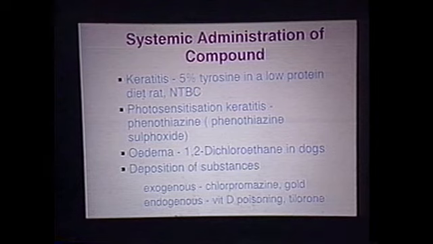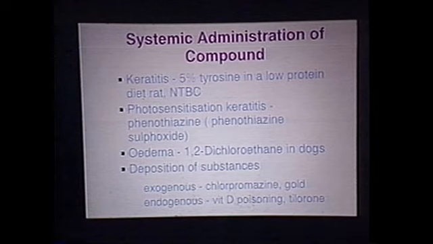There can be a keratitis, for instance, as a result of administration in the diet of a substance, and an example of that is where tyrosine is administered at the 5% level in a low protein diet to rats, and this will induce quite a severe keratitis. Of course, photosensitization keratitis is another example of this type of change. Specific chemicals causing damage of edema as a result of systemic administration are not all that numerous, but 1,2-dichloroethane in dogs is an example.